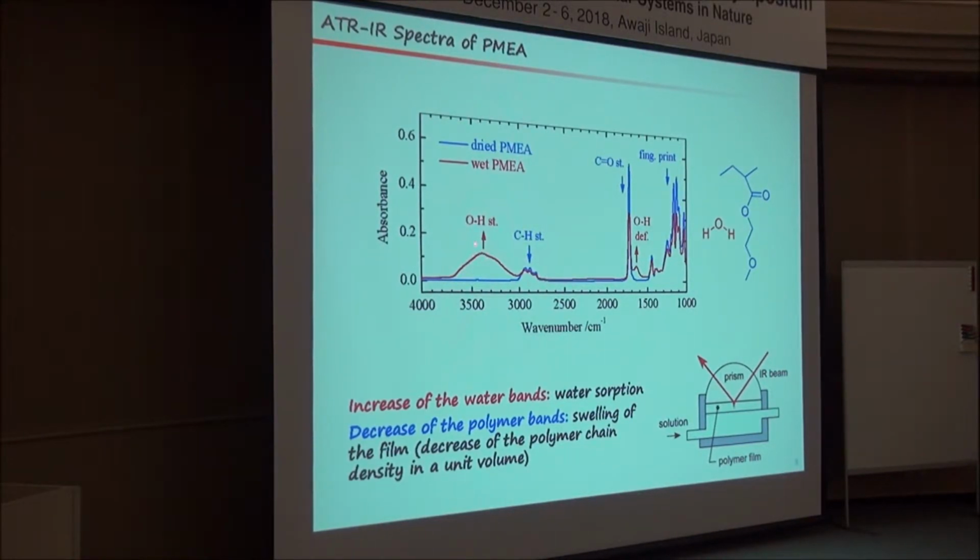These are the typical evidence of the OH stretching and OH deformation arising from water molecules. It comes only from dissolved water, excluding the bulk water. And also, a decrease of the polymer bands is observed. This is the evidence of the swelling of the film, because the decrease of the polymer chain density in a unit volume becomes larger, so the decrease is the evidence of the swelling of the film.